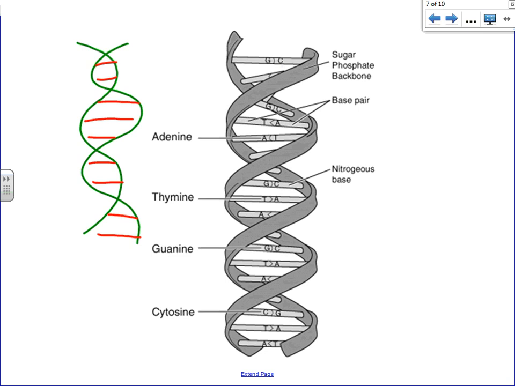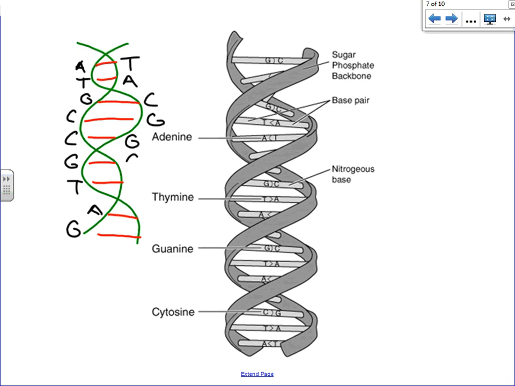So if we look back at this model over here on this side, we might have an adenine, then a thymine, then a guanine, then a cytosine, and we'll say another cytosine. I'm just making up this code as we go along. On the opposite side connected to it, we would get a different code attached to the other strand.